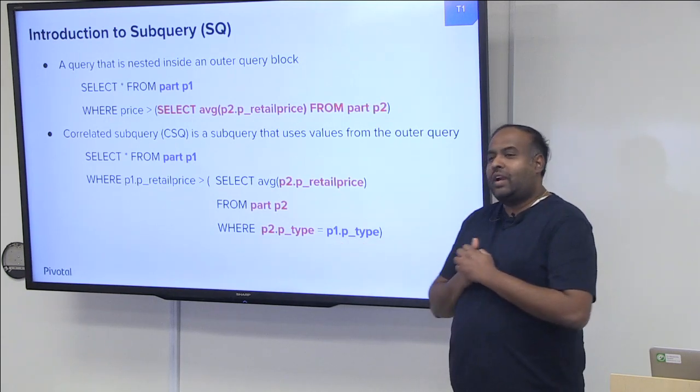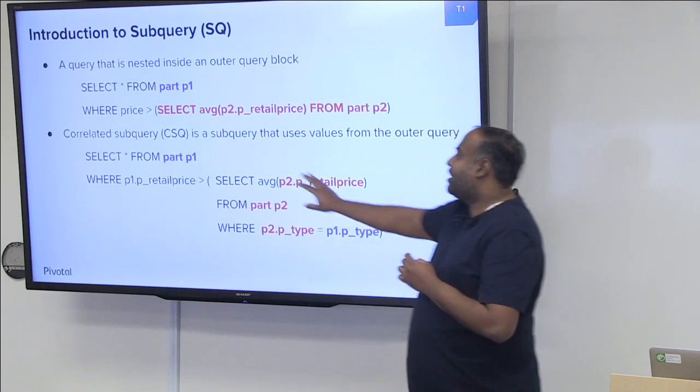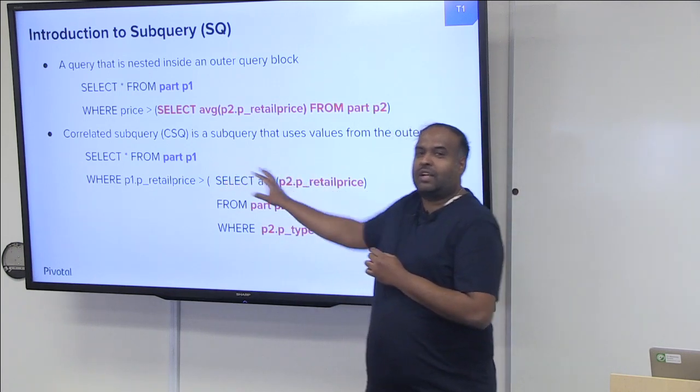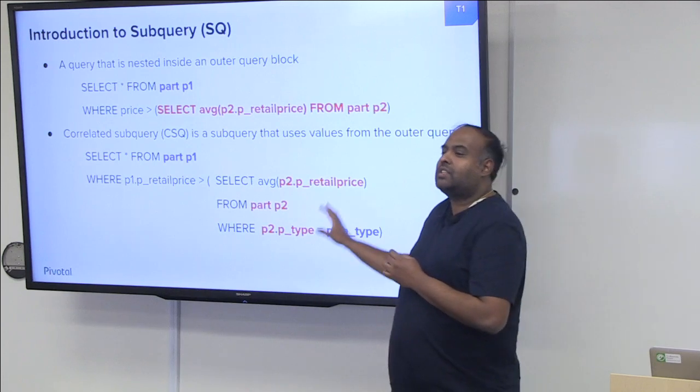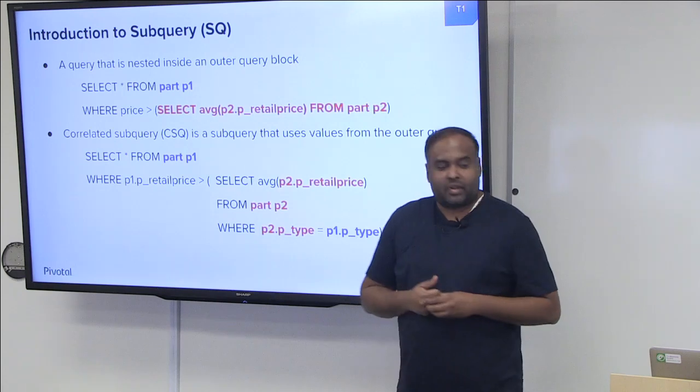But then you can have correlated subqueries, where the inner part, which is the red, is now referring to something which is in the outer. So that's a correlated subquery. The correlated subquery is what we're going to talk about as the first topic of our talk today.